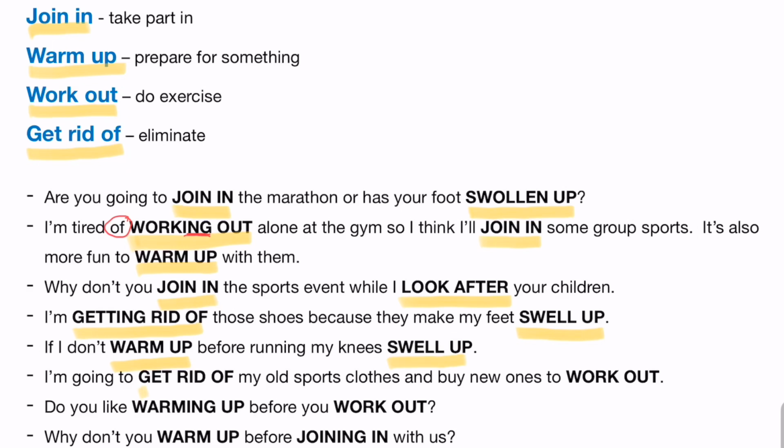I'm going to get rid of my old sports clothes and buy new ones to work out. Do you like warming up before you work out?